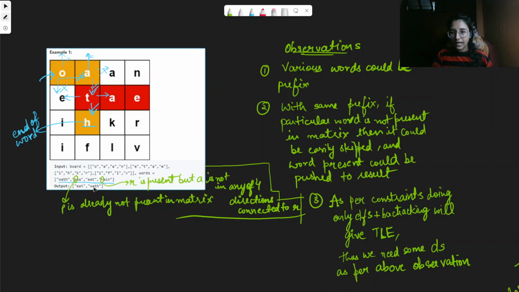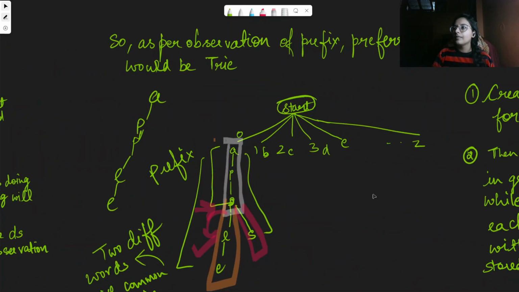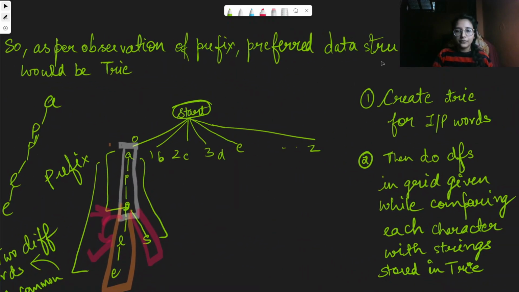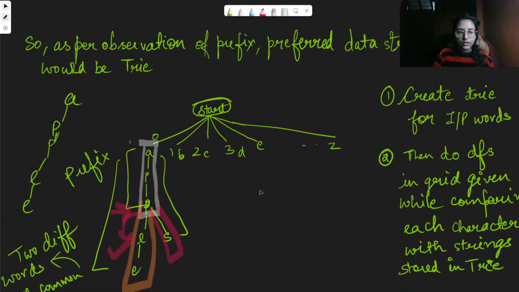As per the constraint, doing only DFS plus backtracking will give us TLE. So we need some data structure as per the above observation, that is, as per the prefix. For observation of prefixes, the preferred data structure would be a trie. So if apple is given to us, the trie would have one starting node, and corresponding to it there would be 26 further branches.